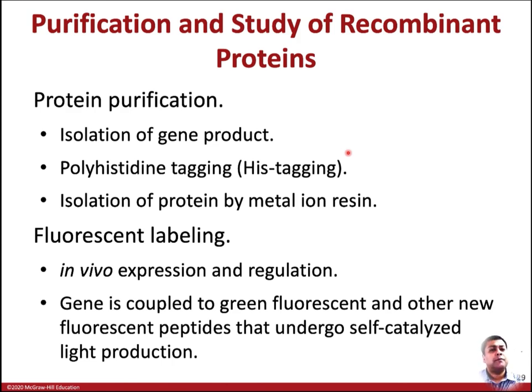But most for the purpose in the laboratory and to quickly understand, particularly at the research level, we add a tag to the protein which makes it easier to purify. One of these tags is a polyhistidine tag, and we're going to talk about that. This is just one example. There are many different types of tags.